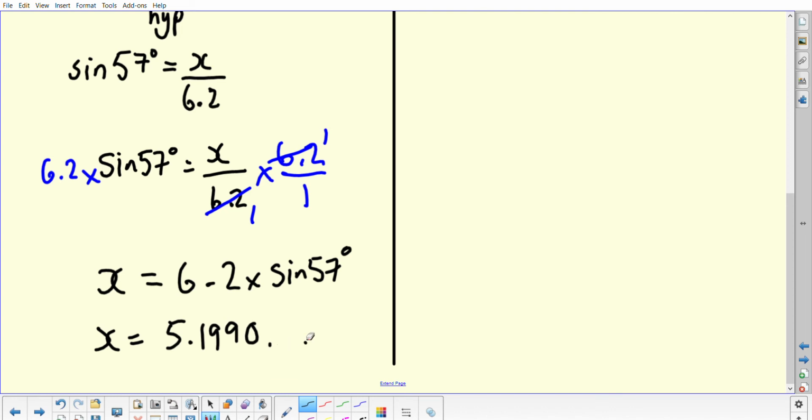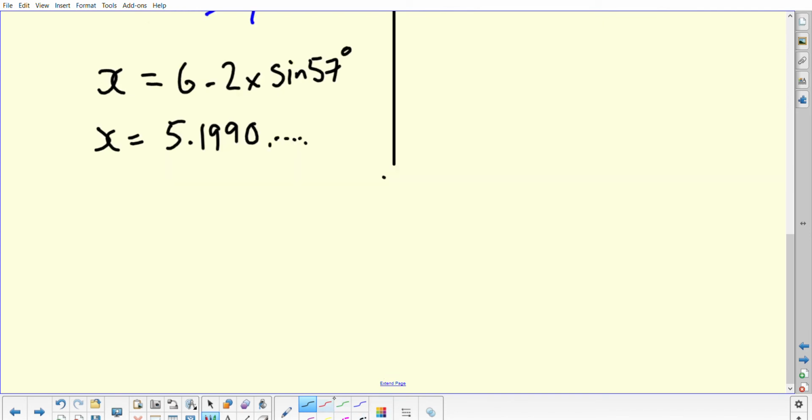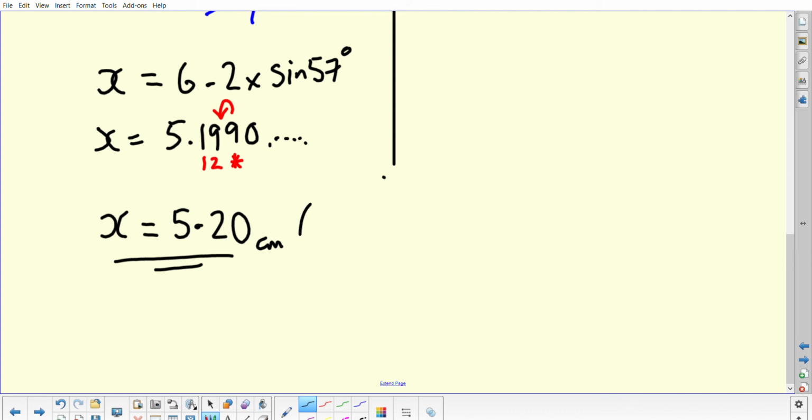If you do that, you get the answer of 5.1990, a whole load of other digits. You were asked to round to 2 decimal places here. That's your first one, that's your second one, and you use the third one to help you. That of course makes this one go up, so that becomes 20. So we get x equals 5.20 as your answer to 2 decimal places, and we'd have centimetres in there.